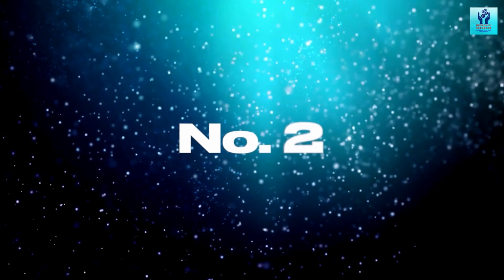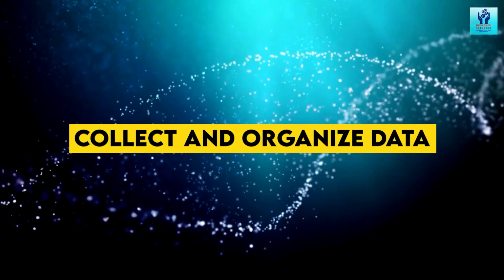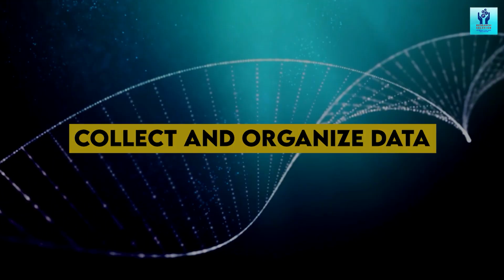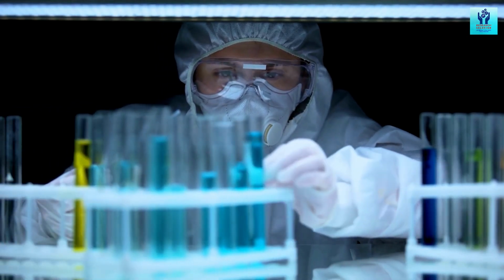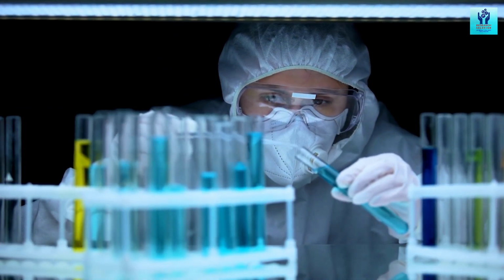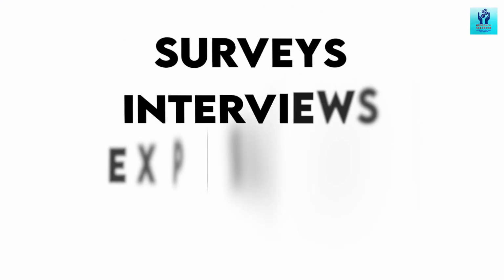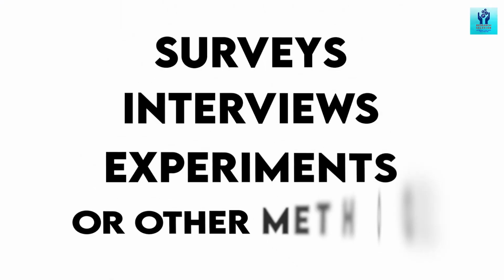Number 2. Collect and organize data. Now that you have your research objectives and hypotheses in place, it's time to collect your data. Depending on your research design, this can involve surveys, interviews, experiments, or other methods. Once you have your data, ensure it is well organized and structured for analysis.